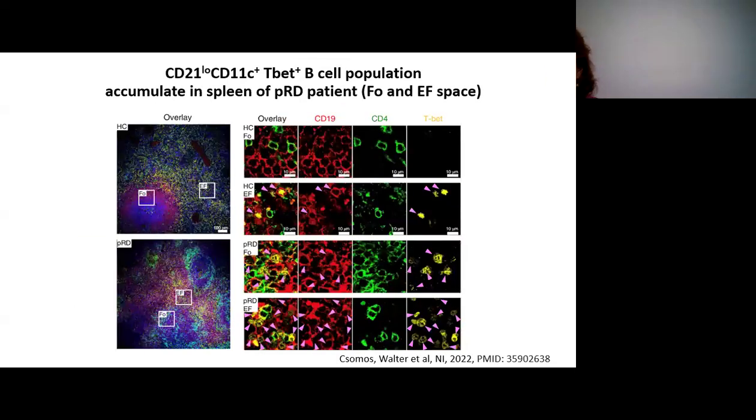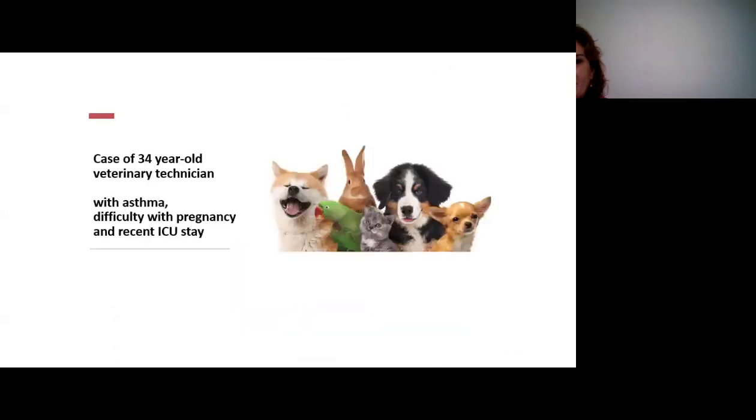These are just the unique B cells that we have shown in the spleen of the patients. And I'm going to close my presentation with a case and an adult series, because I would like to show you that this is a disorder that is existing right among us, among patients in plain sight. This is a 34-year-old vet technician that I actually follow now in Florida, who was always known to have asthma and had difficulty with pregnancy and had a recent ICU stay.